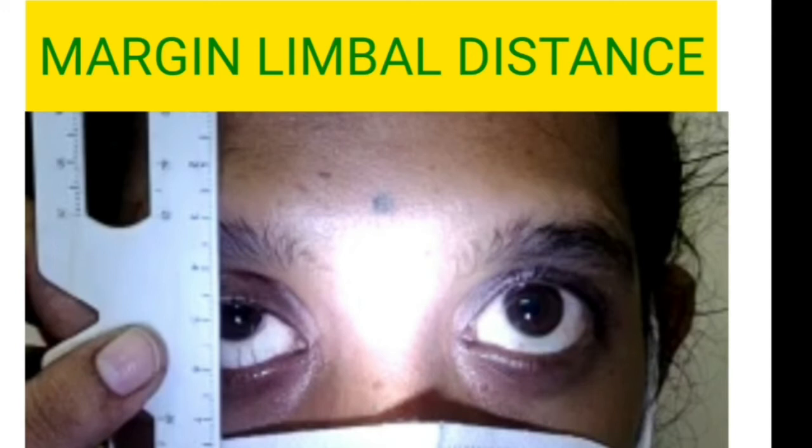So the next measurement is margin limbal distance. This is nothing but the distance between the upper eyelid to the lower limbus in up gaze. Normally it is around 9 mm. So when you want to plan for an LPS resection in the surgery, how much LPS resection you should do, you can calculate from margin limbal distance. Suppose when you measure the margin limbal distance and you get 4 mm, the normal is usually 9. So if you subtract that 4 from 9, you will get 5, then multiply that by 3. So that gives the amount of LPS resection that should be done.